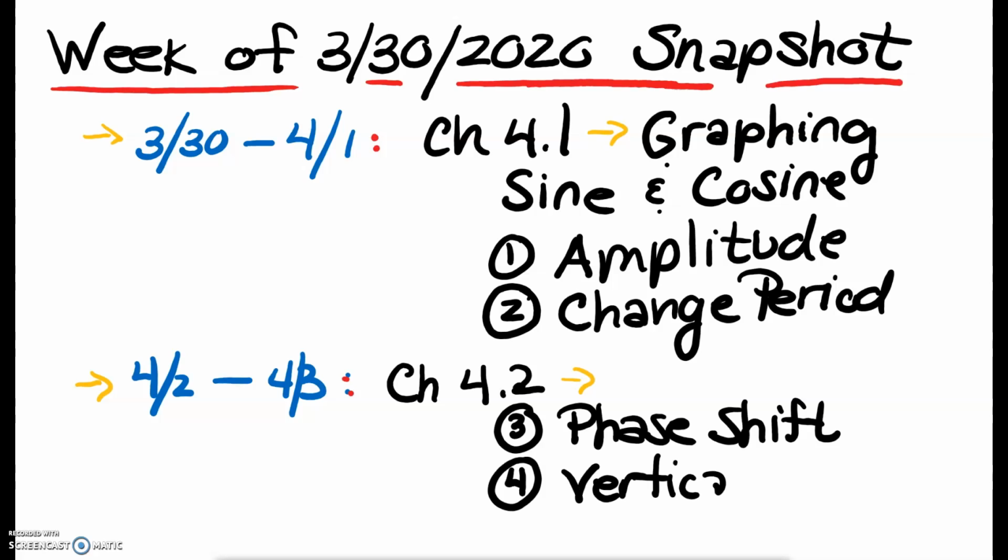Don't be afraid of the word phase shift. A phase shift is just a nice horizontal shift of your graph, and we've done horizontal shifts before, but with sine and cosine, they call a horizontal shift a phase shift. Okay, so that is our snapshot of this week.